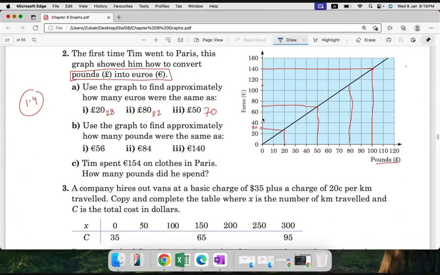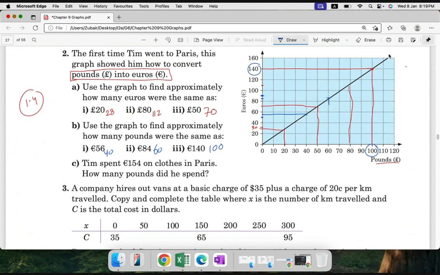This is 40, mid is 50. Somewhere here, yes, 40. Then 84. This is 90, this mid is 85, a little less than that, 60. And then 140, that will be 100.